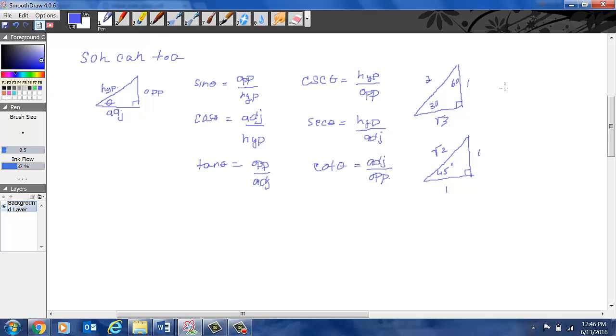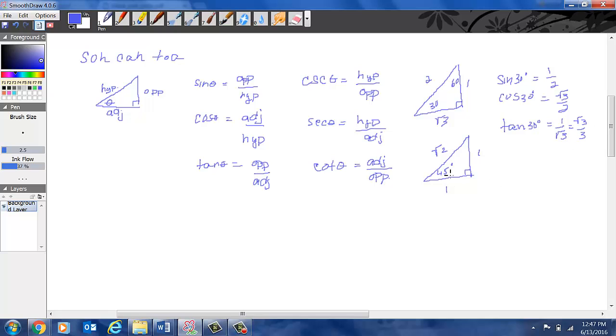So with this, then I know that sine of 30 degrees, again opposite over hypotenuse, is 1/2. Cosine of 30 degrees is square root of 3 over 2. And then tangent would be opposite over adjacent, or 1 over the square root of 3. Often you'll see these rationalized, so the same would be radical 3 over 3.